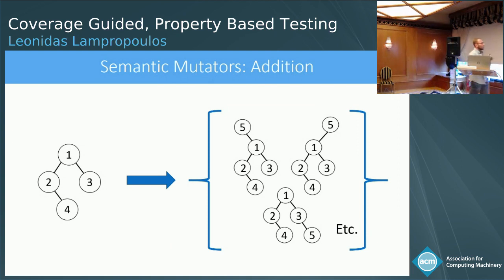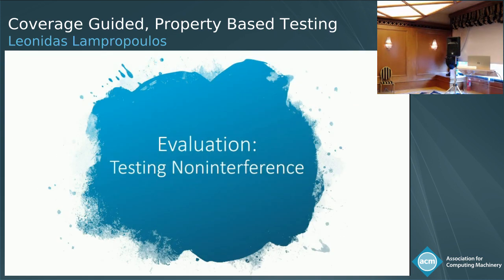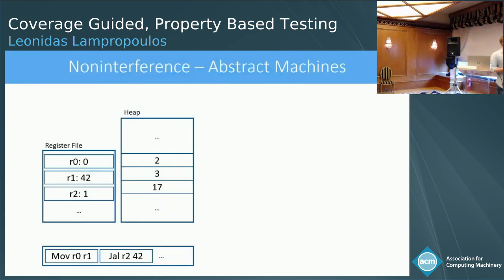Great. So that gives you a general idea of what our FuzzJig does, but how does it work? Our case study was on evaluating noninterference. In this case, we start with some set of abstract machines. Our abstract machines are very simple. They have a register file, they have a heap, all of those are just integers, and we have some sort of instruction memory that's conveniently independent from the heap.